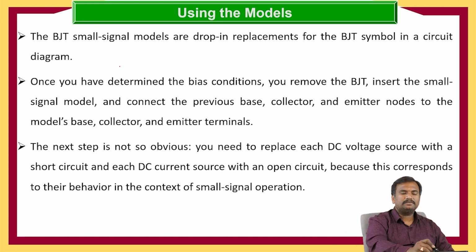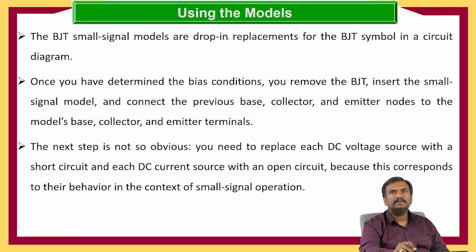That is, Gm into VBE can be replaced with alpha into IE. Using the models, what we can get is that the BJT small signal models are drop-in replacements for the BJT symbol in a circuit diagram. Once you have determined the bias conditions, you remove the BJT and insert the small signal model.